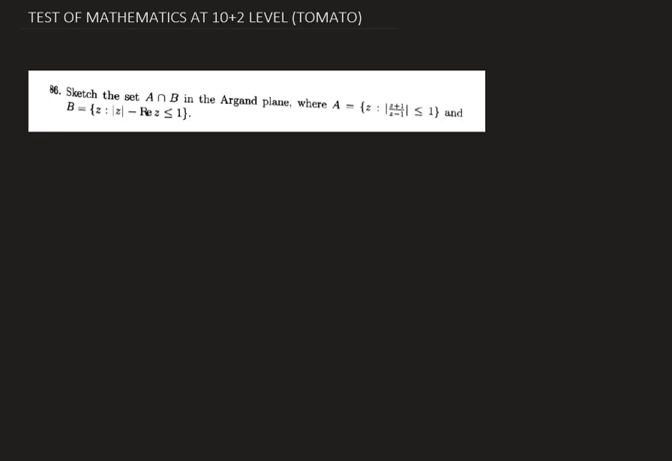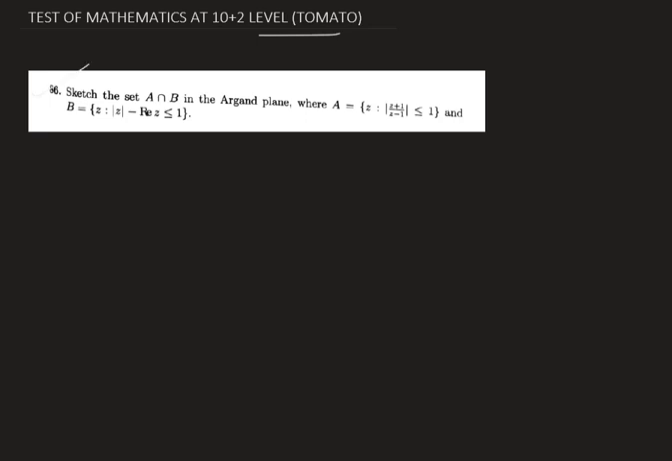Today we are going to solve one question from Test of Mathematics at 10 plus 2 level, which is very well known as Tomato. This book is published by the Indian Statistical Institute for aspiring students of statistics, to help in their preparation for entrances like BStat and BMath at I.S.I. So let's start with this question.